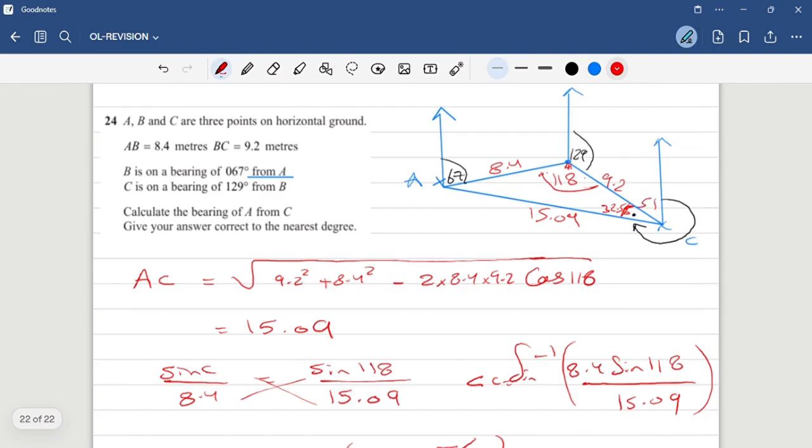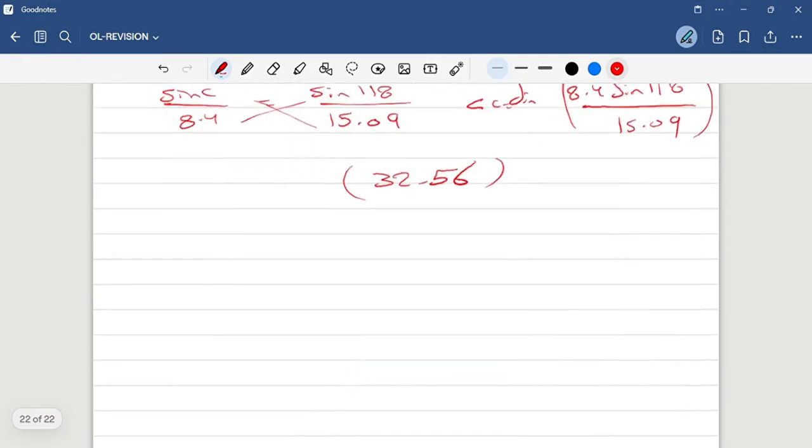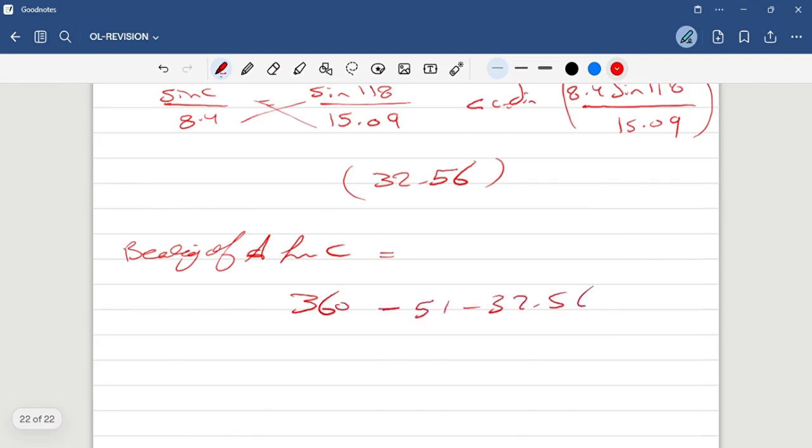Now to find the whole angle, it will be 360. So the reflex angle A from C will equal 360 minus 51 minus 32.56, which is, in the final, of course, 280, and the final answer.